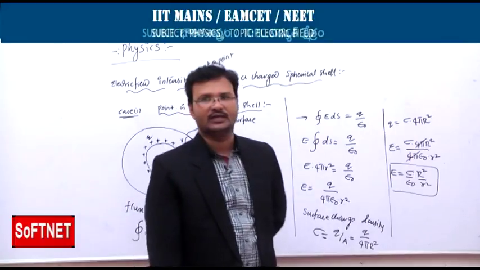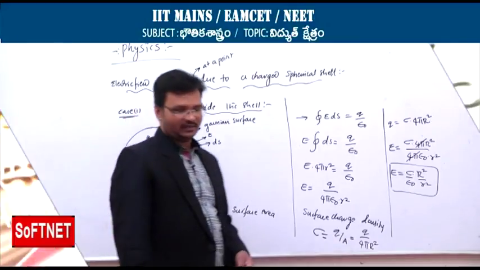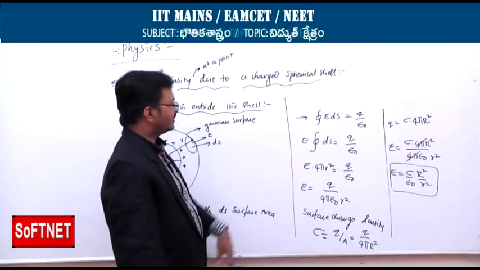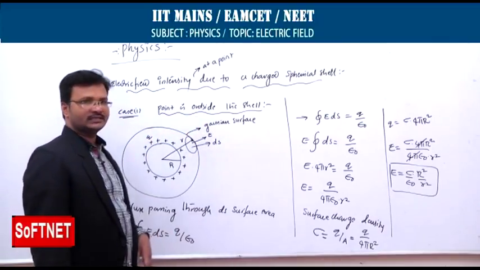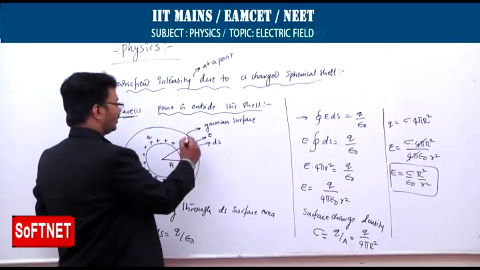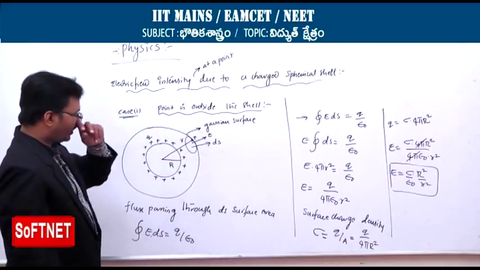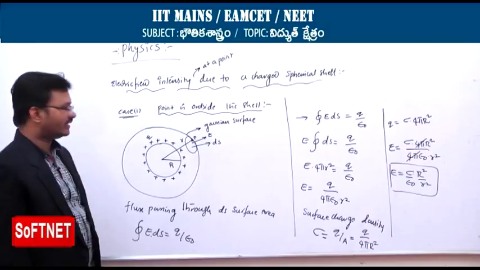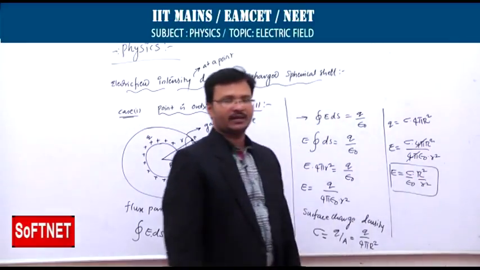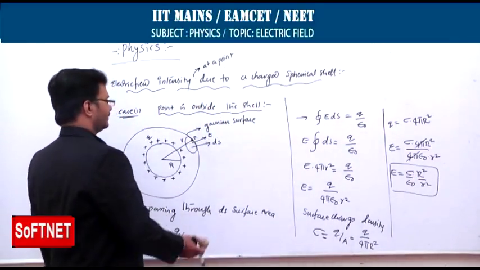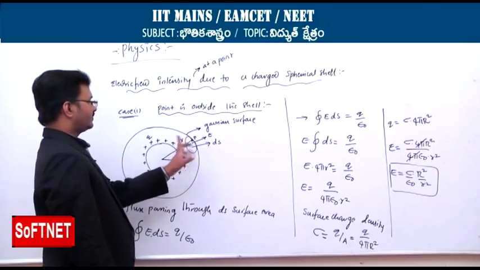This is the electric field intensity at a point outside the spherical shell. We need to find the electric field intensity at a point due to a charged spherical shell. There are three cases. The first case is that the point is outside the shell. Here the point is P, at a distance small r from the center of the spherical shell. At this point we need to find the electric field intensity. What we got is E equals sigma by epsilon naught into capital R square by small r square. This is the electric field intensity due to this charged spherical shell at a distance small r from the center.